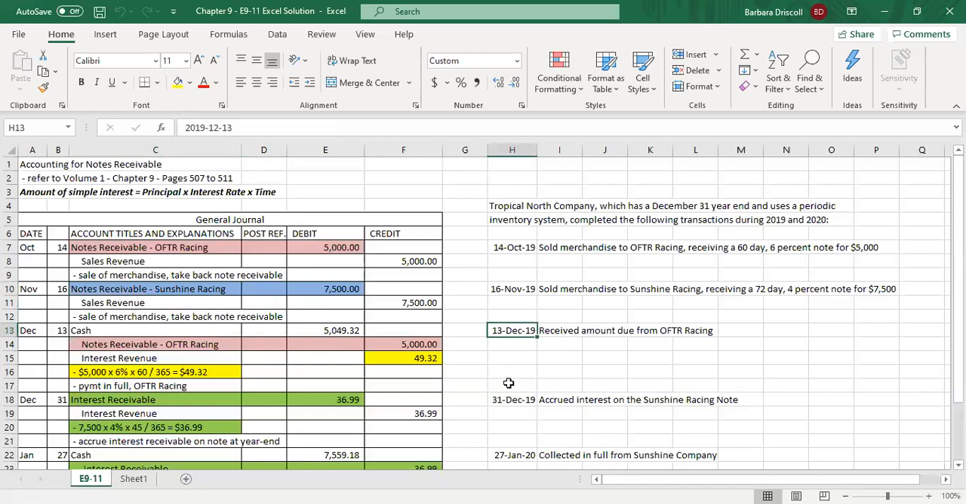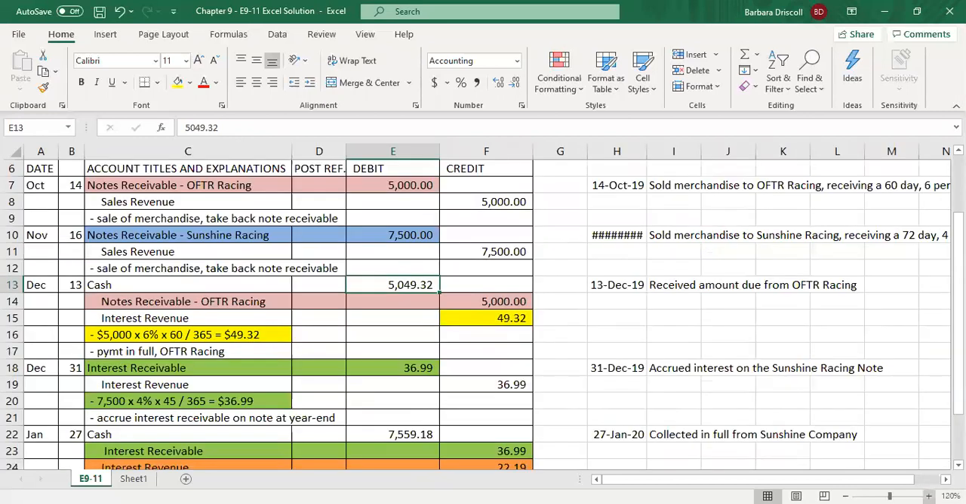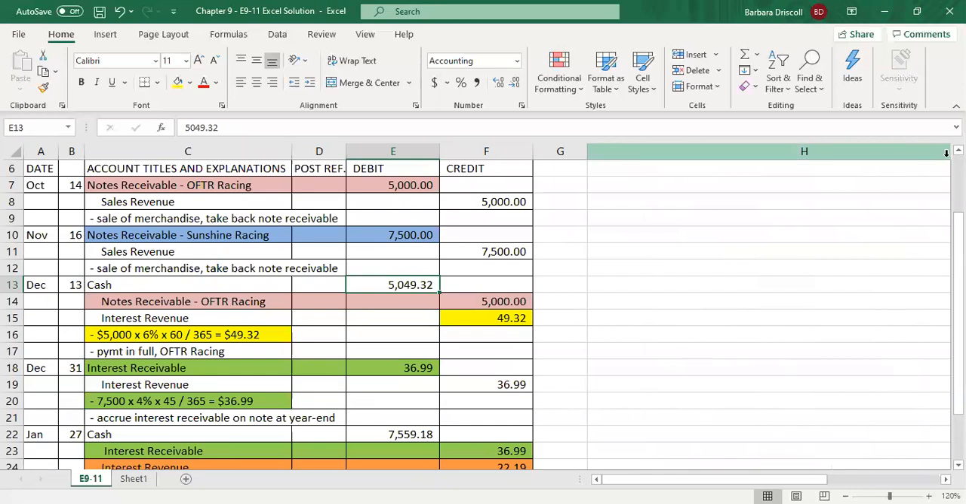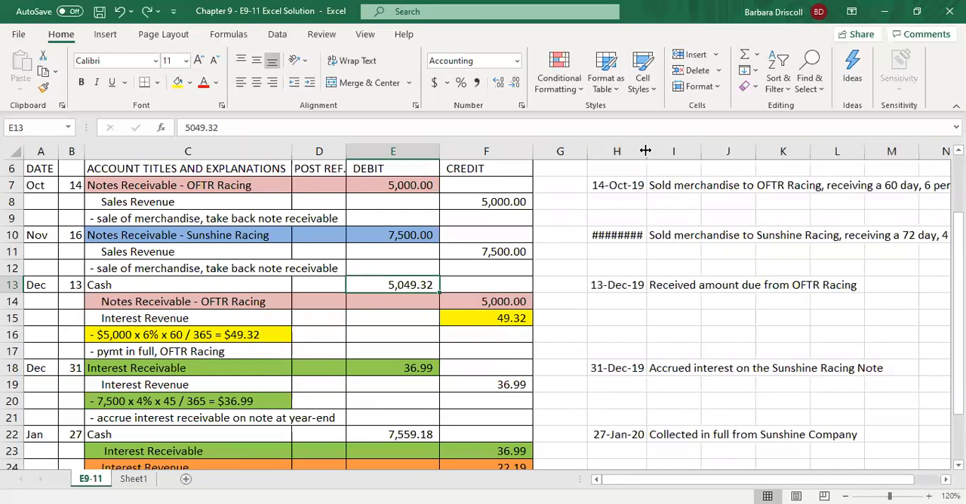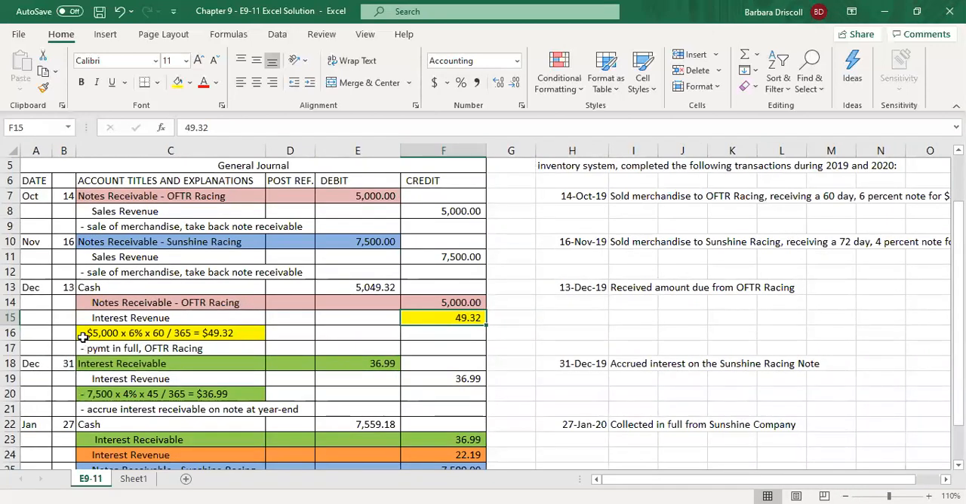On December 13th, we received the amount due from OFTR Racing. So it's been 60 days since October 14th, and we're going to receive the payment in full from that customer. We're going to receive cash of $5,049.32. We're going to reverse the amount of the note receivable because we've collected in full of $5,000, and we're going to recognize interest revenue of $49.32. That interest is calculated as our principal of $5,000 times the 6% times 60 of 365 days. Remember that interest is always quoted on an annual rate, so we need to convert it back to the period in which we're working.